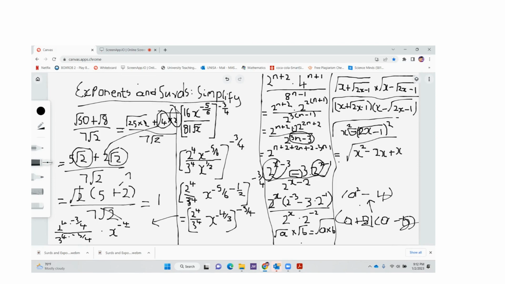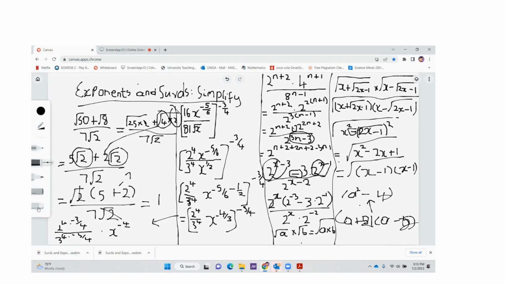So negative times 2x will be minus 2x, and negative times negative 1 will be plus 1. Not x, sorry about that, plus 1. And that can be factorized, okay? If we factorize this, it's going to be x minus 1, x minus 1. We've also learned how to factorize. Okay, so this will be x times x, which is x squared, minus x minus x minus 2x, plus 1. Minus 1 times minus 1 will be plus 1.